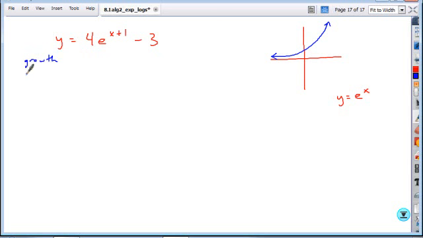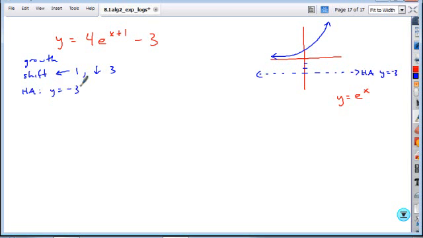Okay, what would be the shifting that occurs on this graph? The horizontal shifting goes which direction? Left 1. And the vertical shifting goes down 3, right? So we're going to take our asymptote, 1, 2, 3. We have this horizontal asymptote here of y equals negative 3, based on our vertical shift. So that's another piece of information that you can find.